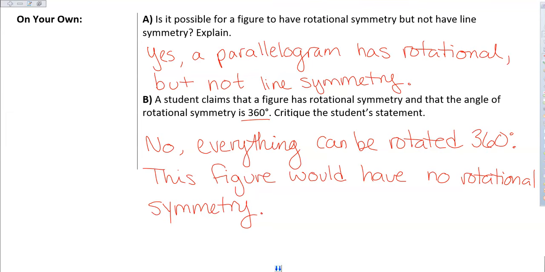For part B, a student claims that a figure has rotational symmetry and that the angle of rotation is 360. With a 360 degree rotation, everything works when we turn it 360. So this figure would actually have no rotational symmetry if it needs to be spun the whole 360. Either that or the student got the angle wrong. If the figure does have rotational symmetry, then they did not use the smallest possible angle.